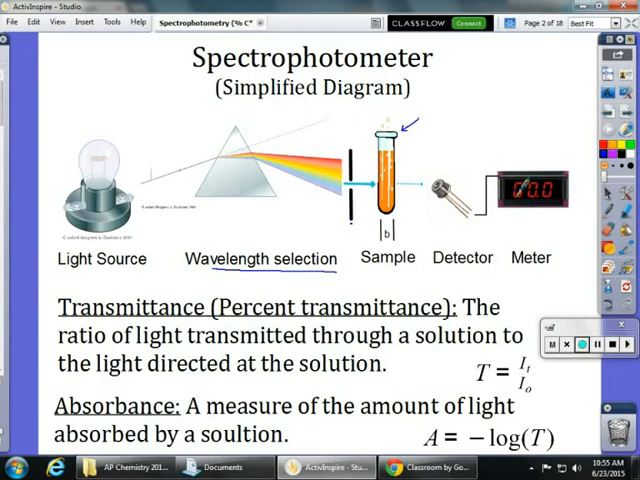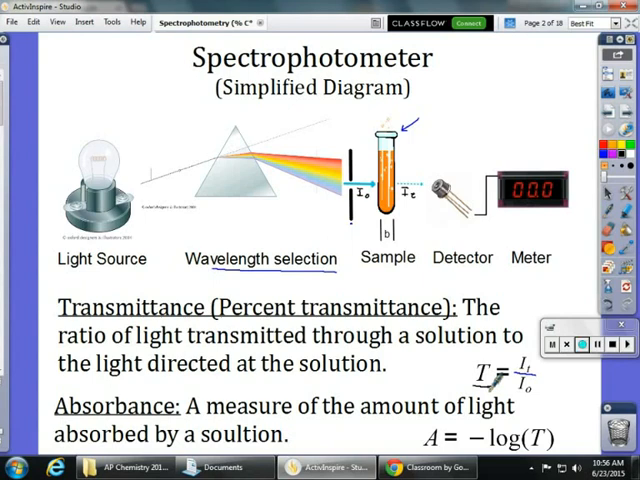So what are these two things? Well, the simplest to understand is transmittance. Usually we're reading percent transmittance. This is just the ratio of light transmitted through a solution to the light directed at the solution. So if we go back to this diagram, the light that's being directed through it, I-O, compared to the light that comes out, I-T, that ratio right here is our transmittance. If we call this percent transmittance, 50% transmittance would mean that half the light that went in is going to be transmitted out. That means half of it is going to be absorbed.